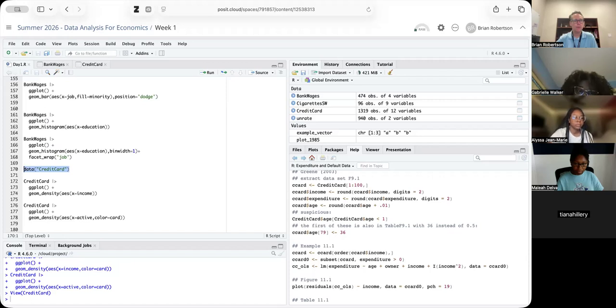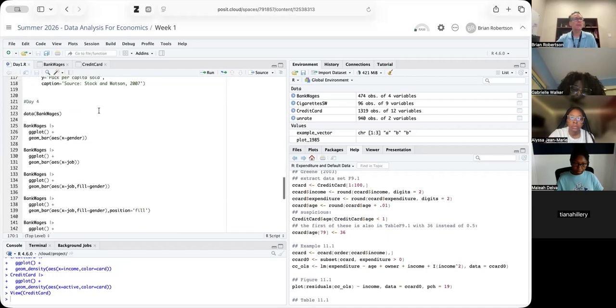Let's see. Where do I want to begin? Let's go ahead and start with, let me see. We've done that. We've done that. We've done that. Let's go straight into data manipulation.